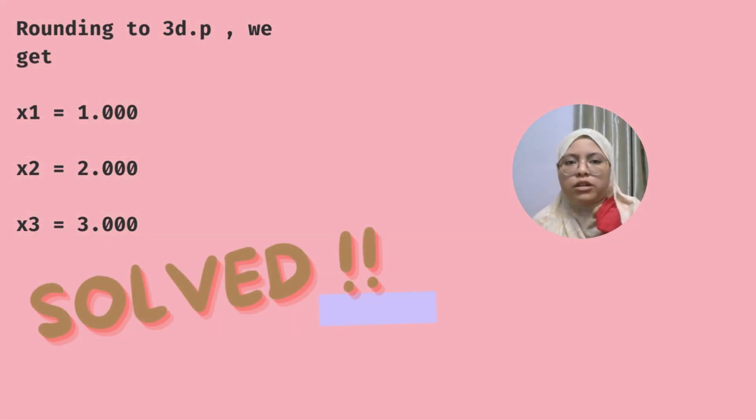We are not done yet to answer the question. We need to round off to 3 decimal places. We get x1 is 1.000, x2 is 2.000, and x3 is 3.000. So the problem in the question is solved.